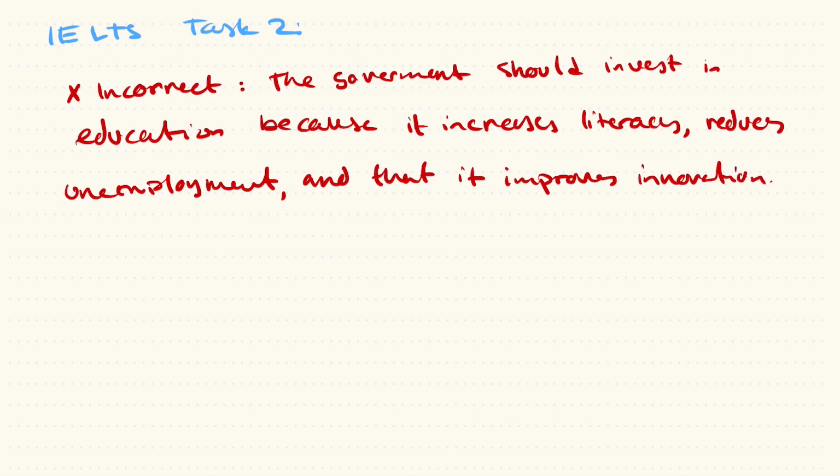As you can see, the first two phrases are following the same pattern, and all of a sudden we have this "that" which changes the format. So we want to follow the format. To fix this, we can write: the government should invest in education because it increases literacy, reduces unemployment, and improves innovation. Just reading it, it feels a lot more cohesive.